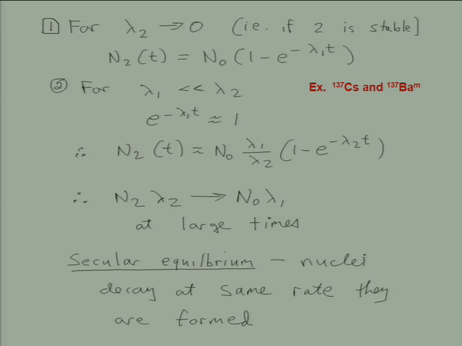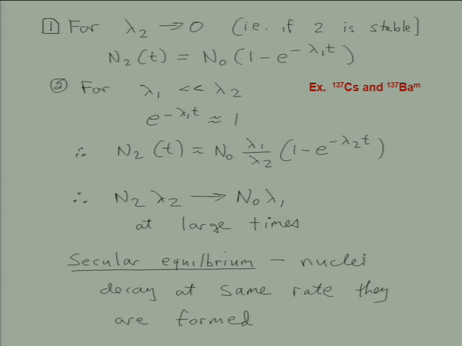And now if I wait a while, and what do I mean by a while? I wait several mean lifetimes of species 2, or several half-lives of species 2. That means this term goes to 0, so the factor goes to 1 rather. I end up with n2 of t equals n0 lambda 1 over lambda 2. Multiplying both sides by lambda 2, I get n2 lambda 2 equals n0 lambda 1 at large times.